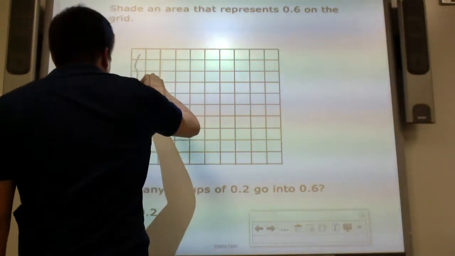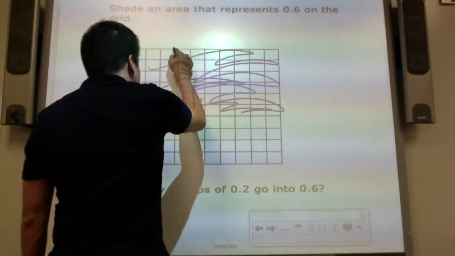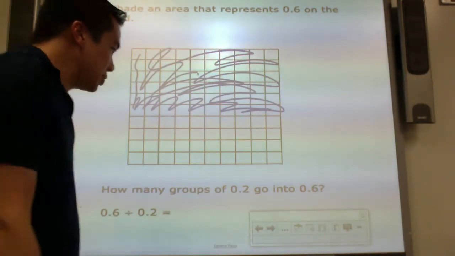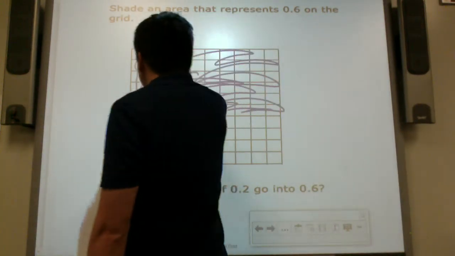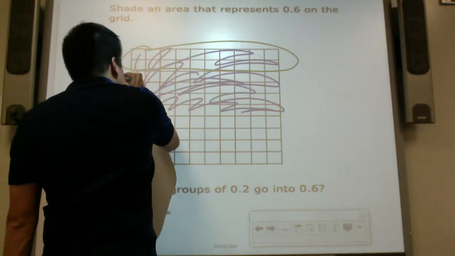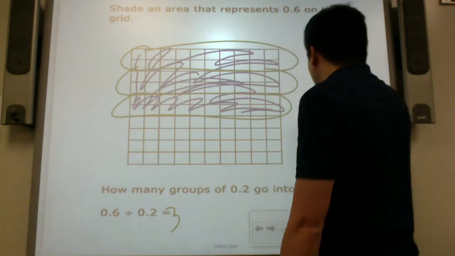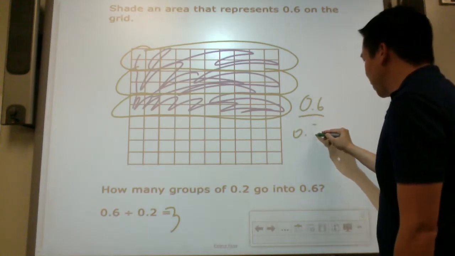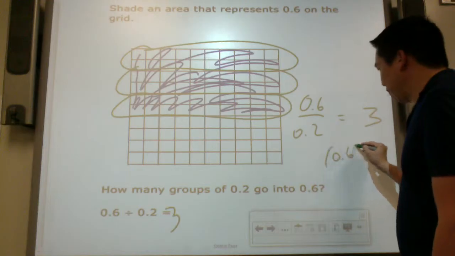Next one. Shade an area that represents 6/10 of this. 1, 2, 3, 4, 5, 6. So all this is 6/10. How many groups of 2/10 go into 6/10? So 6/10 divided by 2/10. Here's a group of 2/10. Here's a group of 2/10, and here's a group of 2/10. So it's 3. So 6/10 divided by 2/10 is equal to 3. And we're going to find out why.